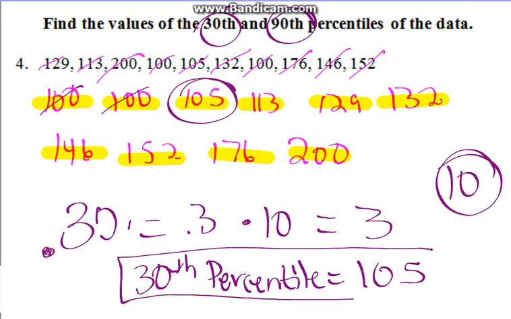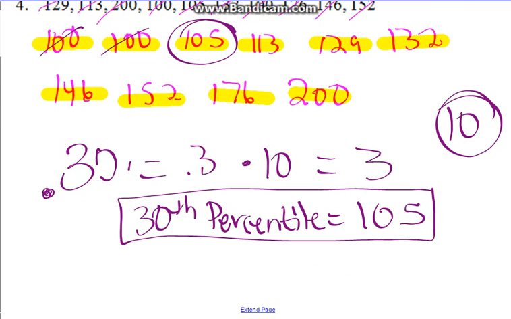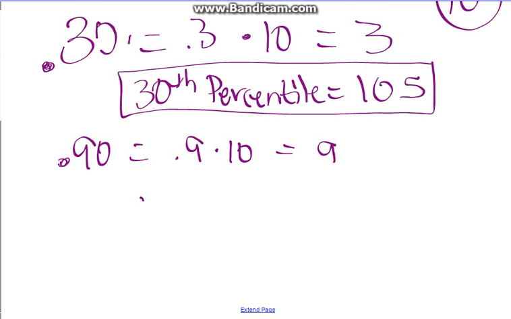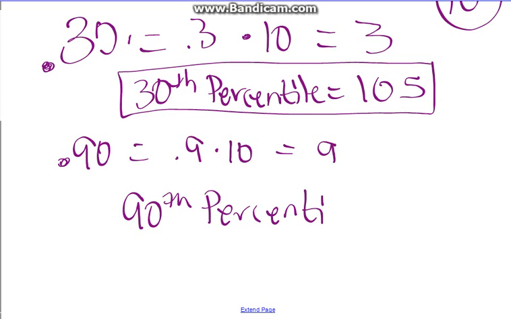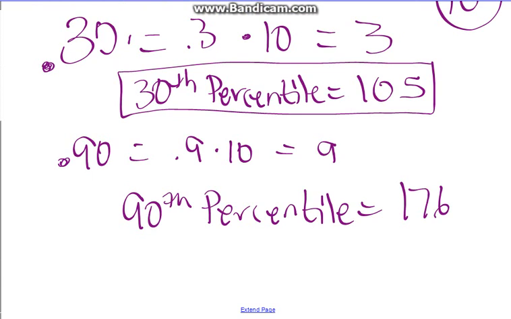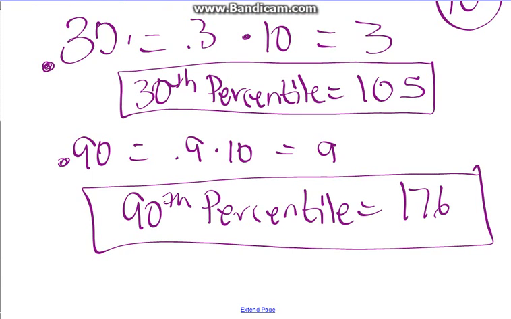So there's one answer. Now we're going to work the next one pretty much the same way. So 90th percentile is 0.90, which is equal to 0.9 times 10, which is equal to 9, which means our 9th item. So there was 3, 4, 5, 6, 7, 8, 9. So our 90th percentile is equal to 176. And that's how you work those.